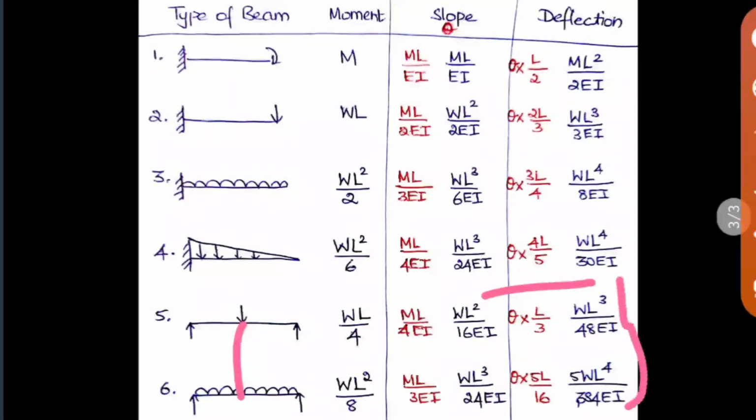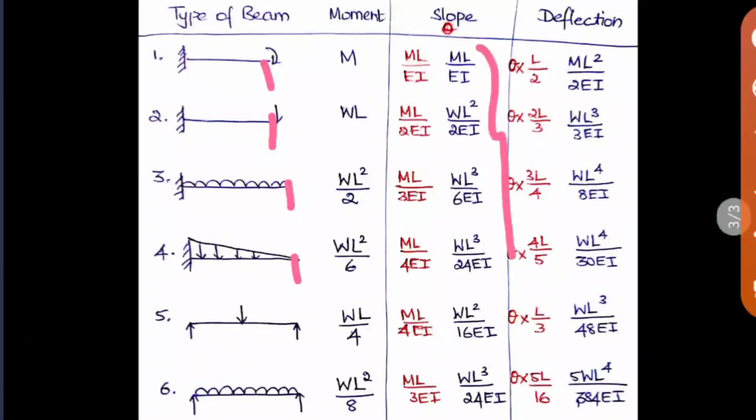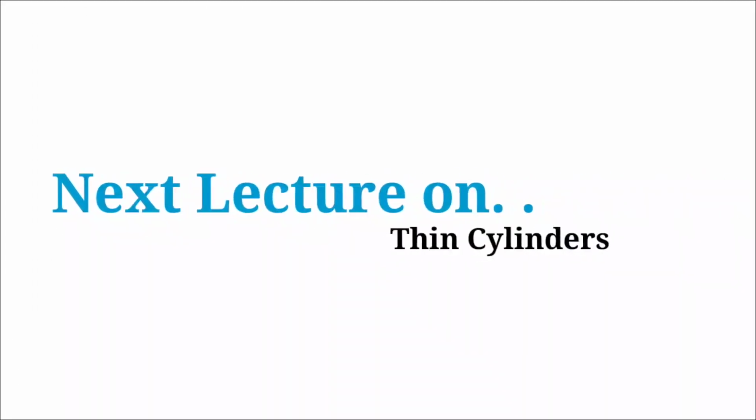These two values are at the middle, whereas in the case of slope, the slope will also be maximum for cantilevers at their ends only. So these four values are at the ends, and in the case of the simply supported beam the slope will be maximum at both the ends. So these two values are at both the ends, and this is also to be noted. Thank you, and keep watching for the next lecture on thin cylinders.